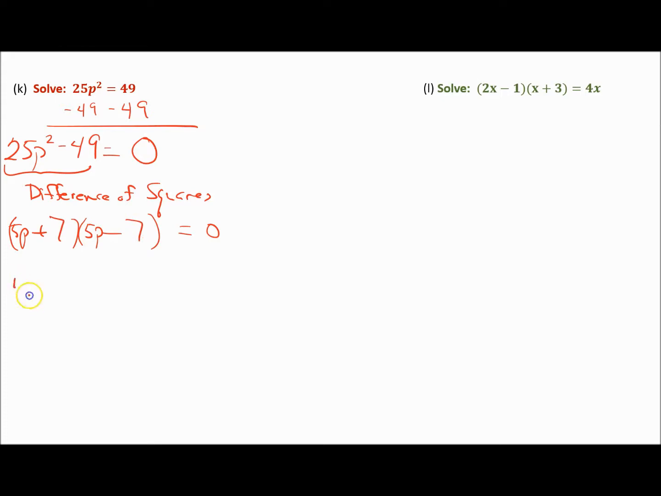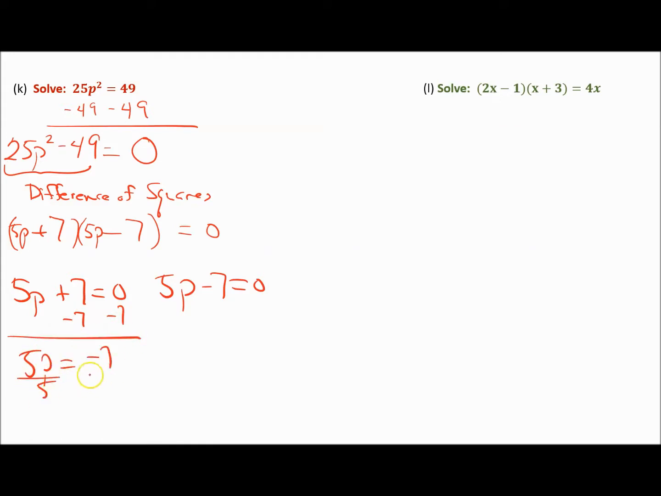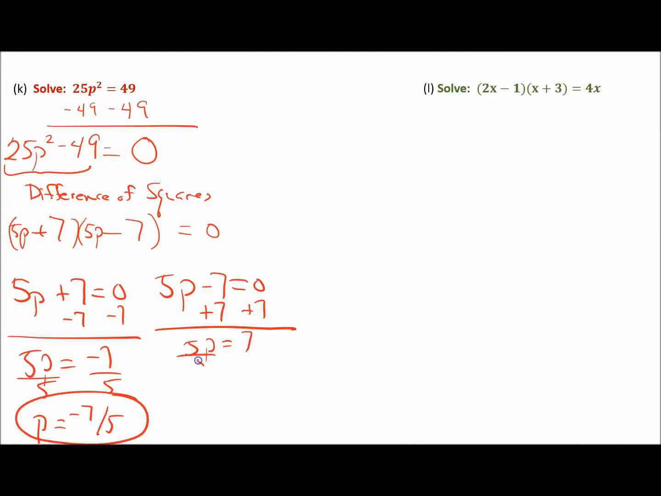Now that is factored. The next step is to set each factor separately equal to 0 and solve. So I subtract 7 from both sides of that equation to get 5p equals negative 7. I divide by 5 to get p is negative 7/5. For my second factor, I add 7 to both sides. I get 5p equals 7, divide each by 5, and get p equals positive 7/5. And that's my two solutions.